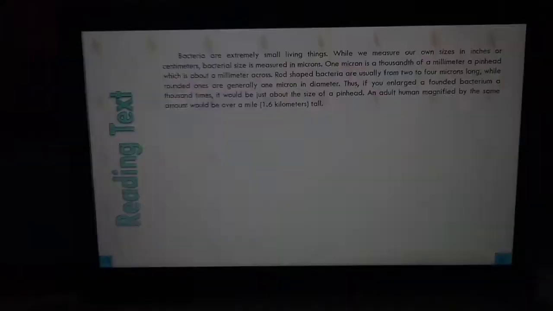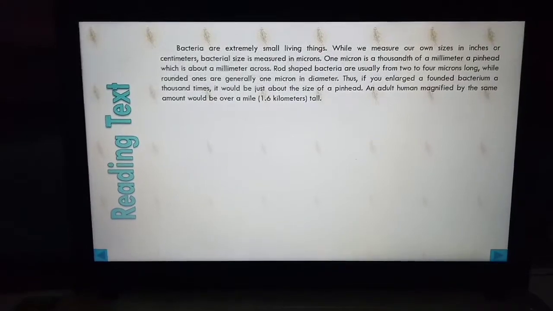As we can see from the text, the first paragraph, we can conclude that this paragraph contains the bacterial size. Okay, next paragraph.